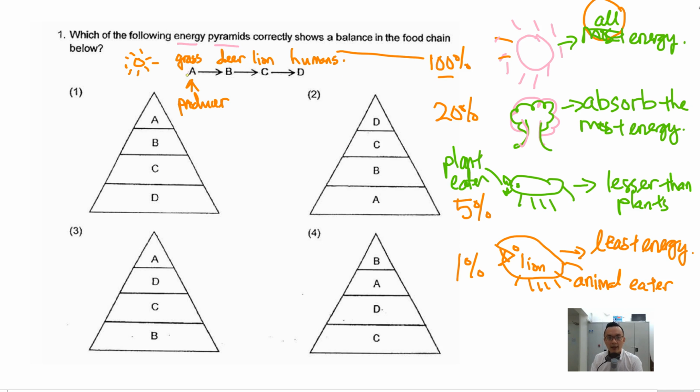So we need to look at A is the most, B lesser, C, and D uses the least of the energy, and therefore it is the smallest part. So the answer is number 2.